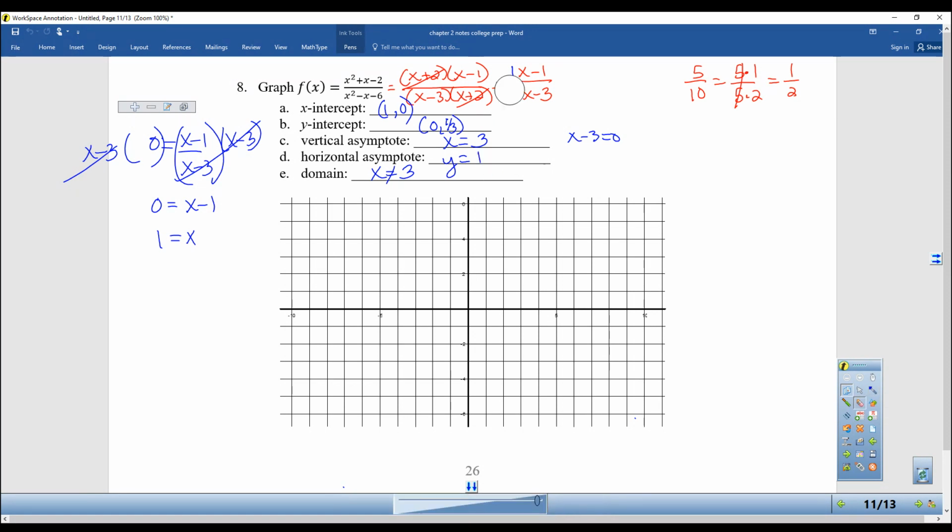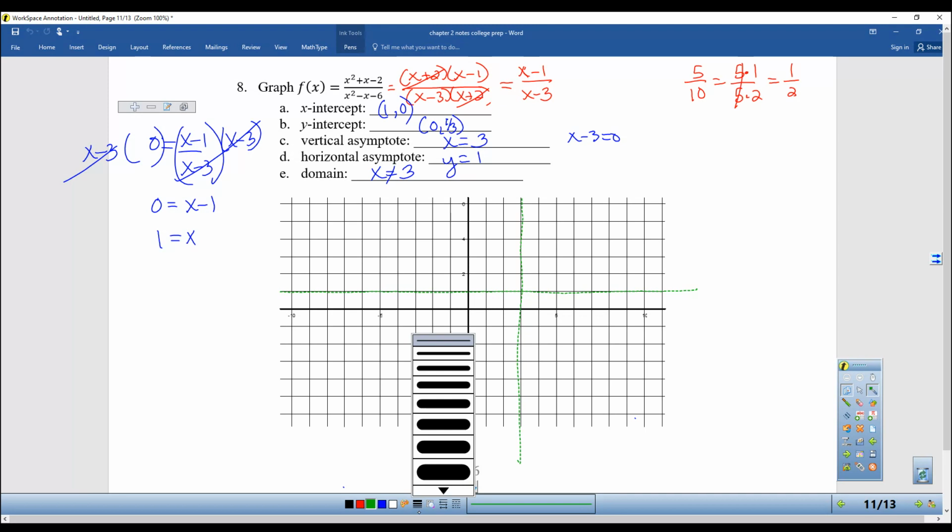Okay? I'm just going to erase those. We don't really want them there. So let's see if we know enough to graph it. Let's make my asymptotes first. There is an asymptote at y is equal to 1. There is an asymptote at x equals 3. Asymptotes are great. They mean that you have to plot fewer points.